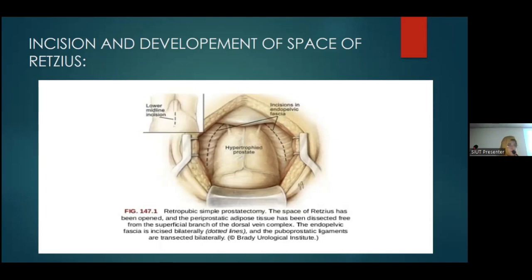exposure. After that, the well-padded malleable blade of the retractor is attached to the Balfour retractor for pushing the bladder posteriorly and caudally for the exposure of the bladder and the prostate. The space of Retzius is created by blunt dissection along with dissection with the help of the Metzenbaum scissors and the Bakey forceps.